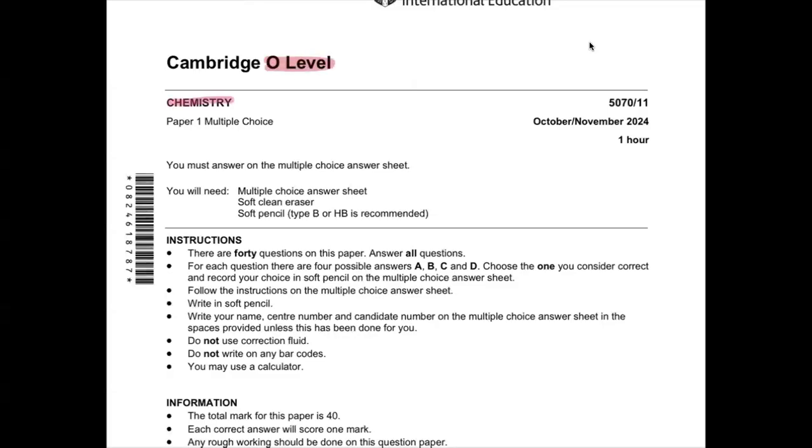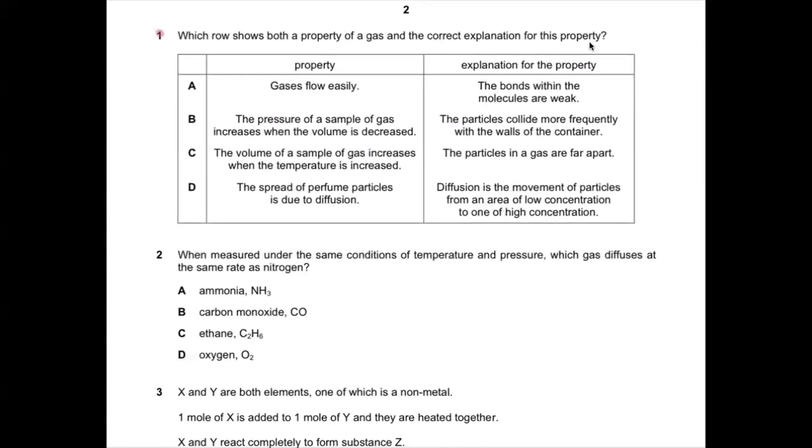Today we are going to do the O Levels chemistry paper 1507011, for October November 2024. Okay, let's start with question number one. Which option shows both a property of a gas and a correct explanation for this property?